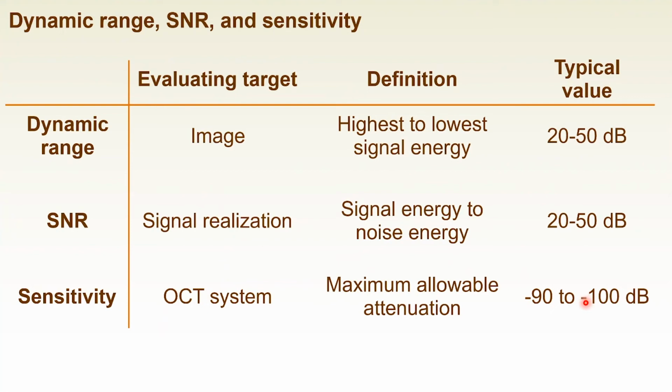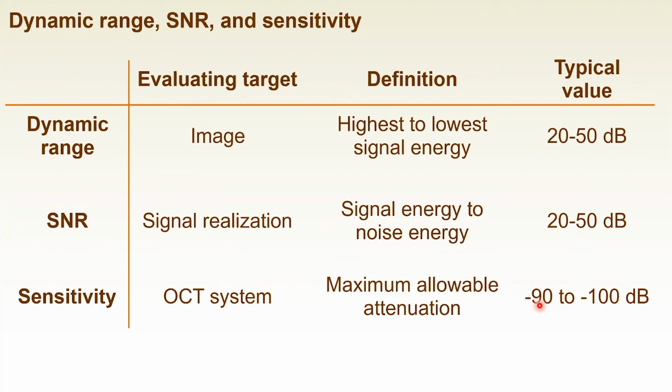So this means 10 to the power of minus 10. It's a very high attenuation. Even if the probe beam is very, very highly attenuated, we can still capture the signal. It's one of the very big advantages of the OCT system.